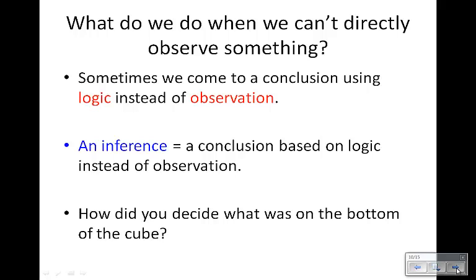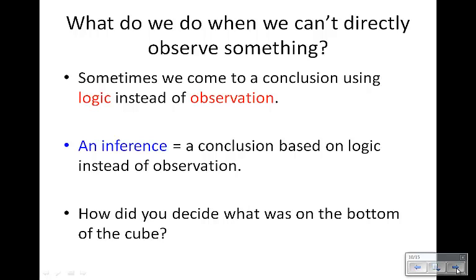So what do we do when we can't directly observe something? And we use this technique all the time in our lives. Sometimes we come to a conclusion using logic instead of direct observation. When you come to a conclusion based on logic instead of observation, it's called an inference.